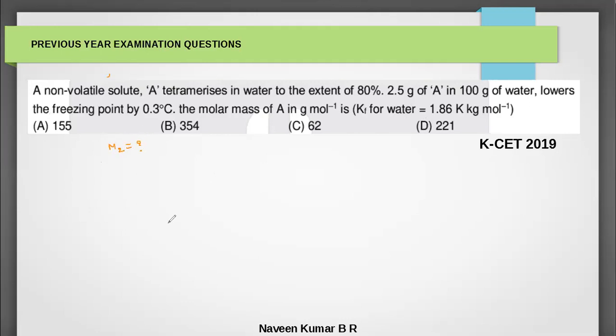Now, if we observe the question, the detail given is that A tetramerizes. Based on the dissociation and association factor, we know that a number of moles get associated here to form a tetramer. So the value of N is 4 for this. As it is undergoing association, you can recall the formula for dissociation and association. The degree of association alpha is given as 1 minus i divided by 1 minus 1 by N.